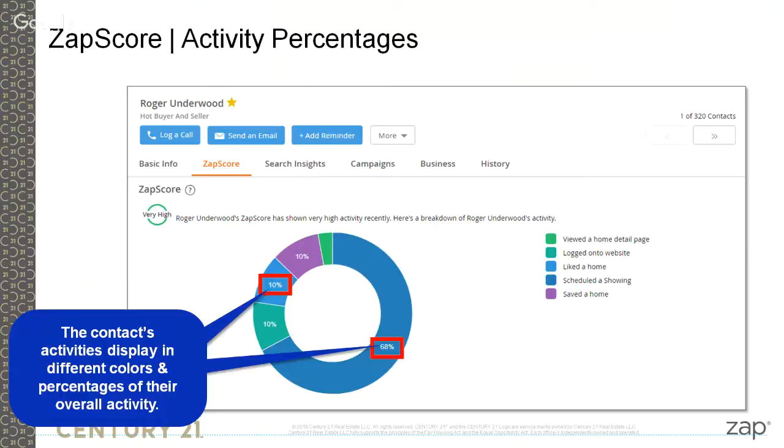Each of their activities displays as a different color and represents that activity's percentage of the contact's overall interaction with Zap. These activities indicate their online activity and potential likeliness to transact. Activities such as number of times they viewed a home, looked at a property detail page, logged onto your website, scheduled a showing, saved a home, requested information, logged onto the mobile app, and opened an email.